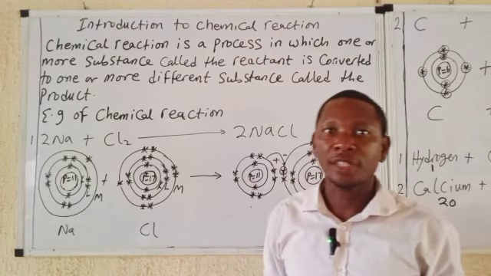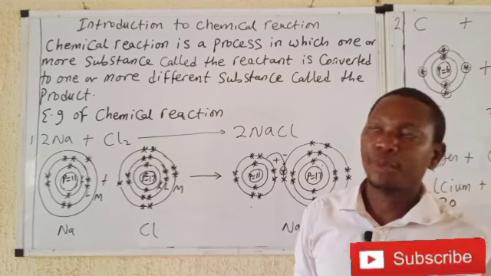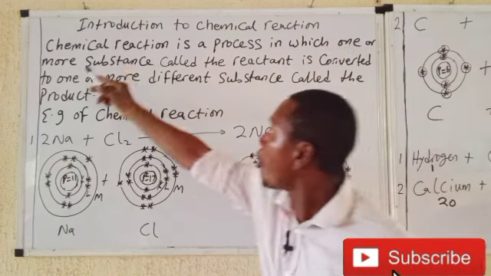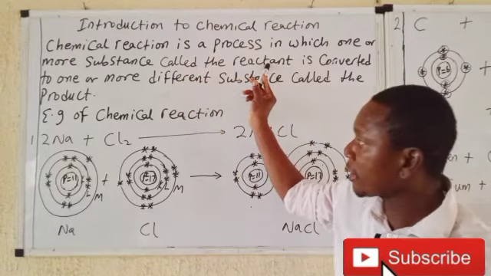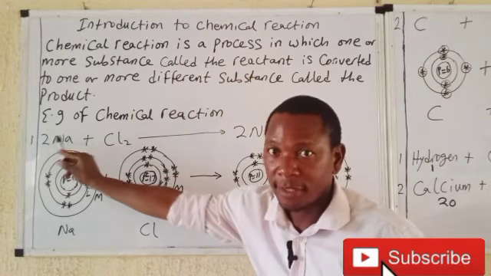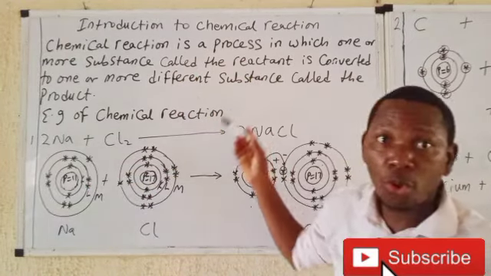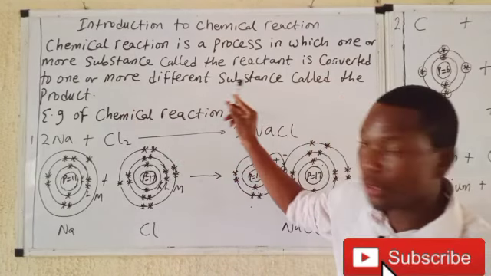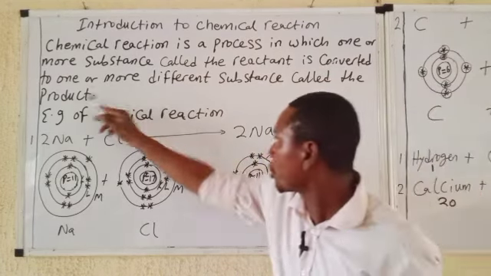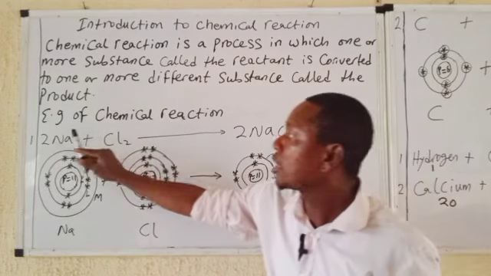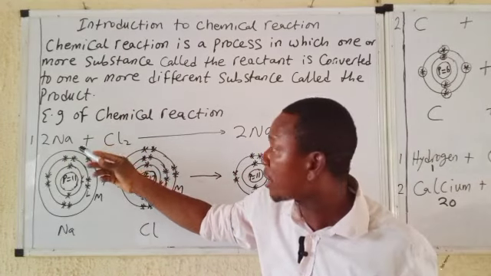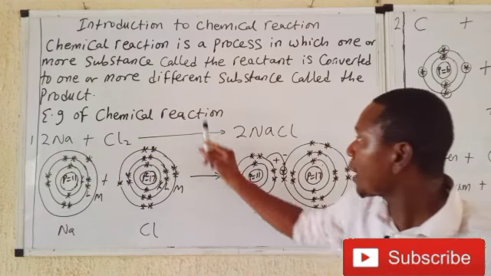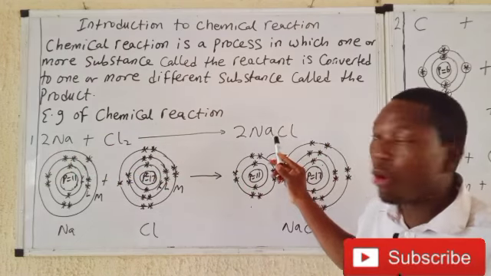Introduction to chemical reaction. What is chemical reaction? Chemical reaction is the process where one or more substances called the reactants are converted to one or more different substances called the products. In some cases, more than one substance called the reactants are converted to one or more substances called the products.